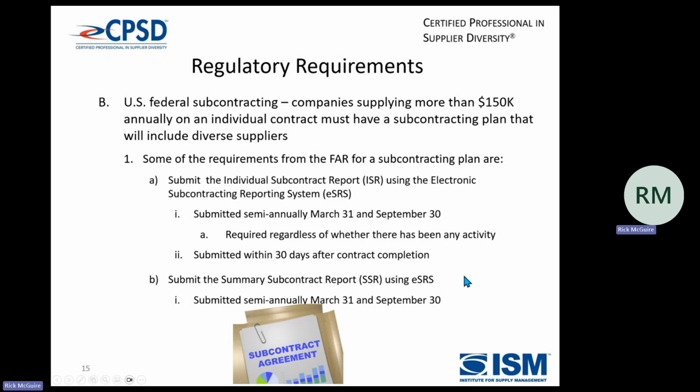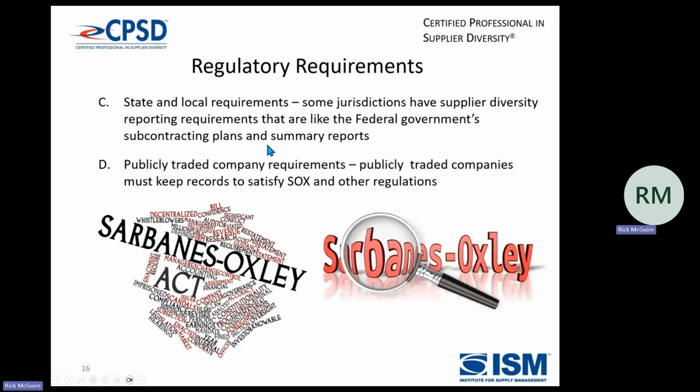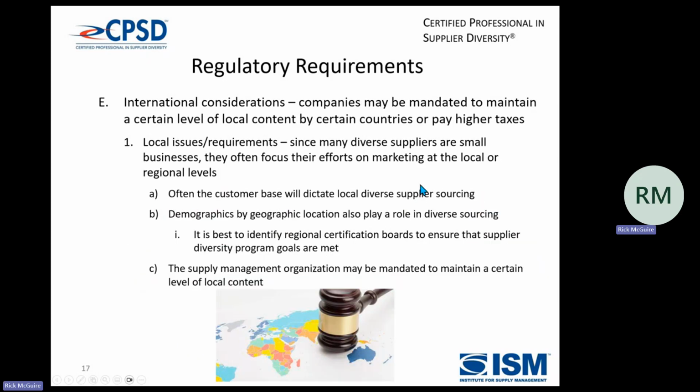State and local requirements. Some jurisdictions have supplier diversity reporting requirements that are like the federal government subcontracting plans and summary reports. Probably a lot of them model them after the federal government. Publicly traded company requirements: publicly traded companies must keep records to satisfy SOX and other regulations. It's usually done by your finance team. Internal considerations: companies may be mandated to maintain a certain level of local content by certain countries or pay higher taxes.